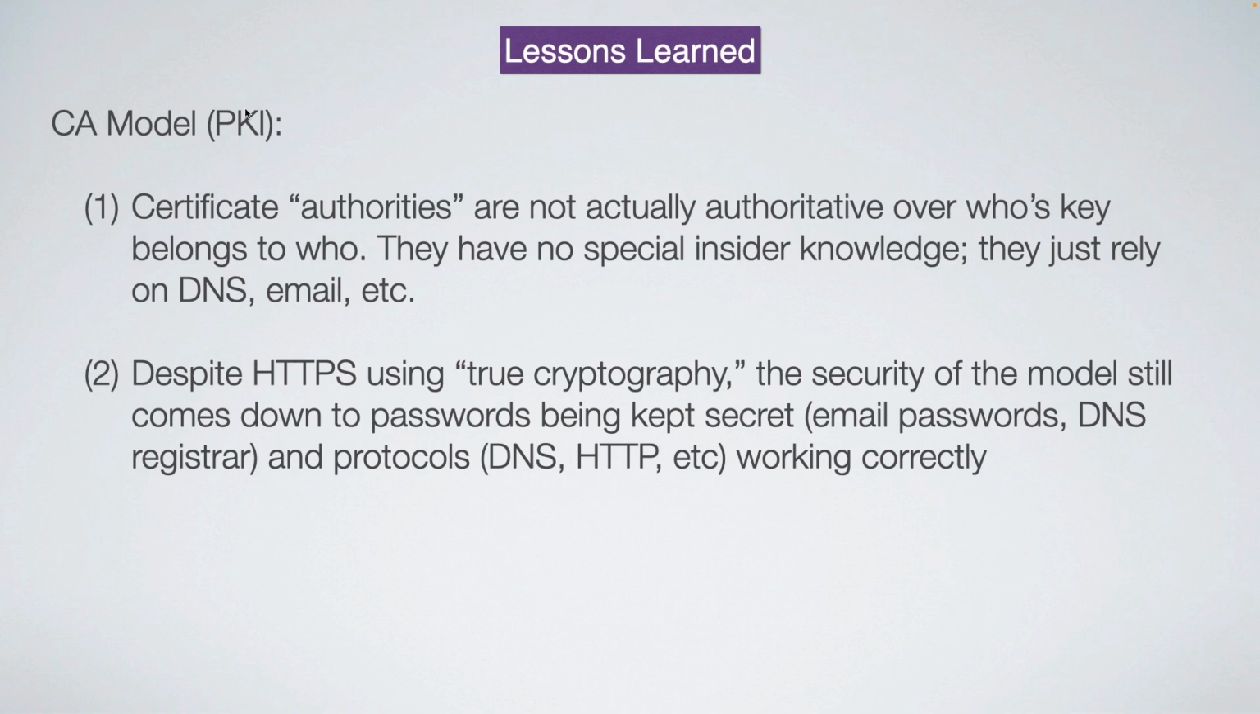Okay, so some lessons learned about this middle part. Certificate authorities are not actually authoritative over anyone's public key. They don't know any better than you or I what Concordia's public key is, okay? They just have been in the business of doing it, so they have processes and procedures. But at the end of the day, they just rely on DNS and email going to the right place and all of that type of stuff. They don't actually have any special knowledge about this.